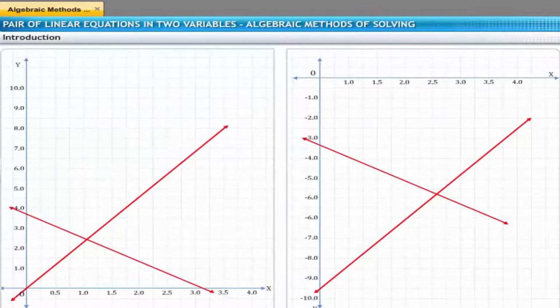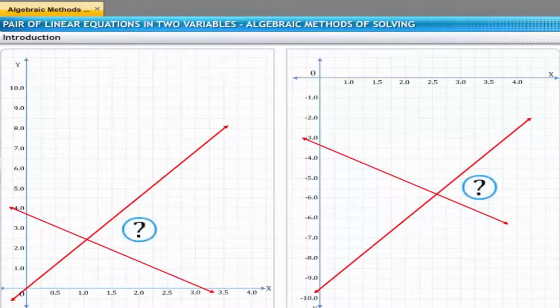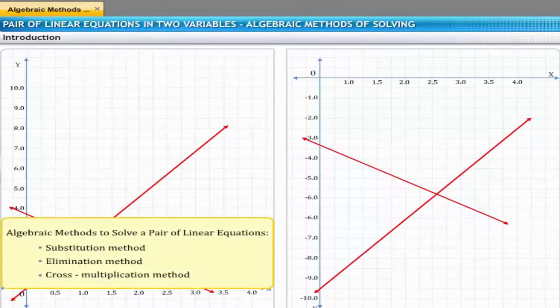You have learned how to find the solutions of a pair of linear equations graphically. However, this method may not always give the most accurate solutions, especially when the point representing the solution has non-integral coordinates like square root 2, square root 3, or 1 divided by 3, minus 5 divided by 4. Identifying such coordinates can be quite a challenge. So, how do we solve such equations? Algebraically, of course. There are three algebraic methods that can be used to solve a pair of linear equations.